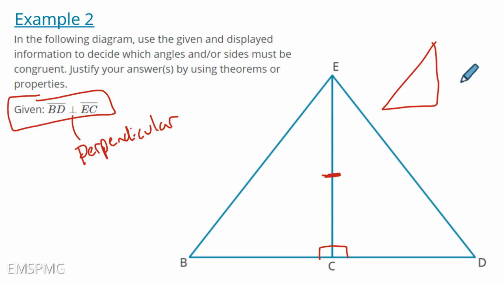So basically we have two triangles here. And we know that this angle is 90 and that angle is 90, and this side is congruent to that side. Okay, so that's it for this section.